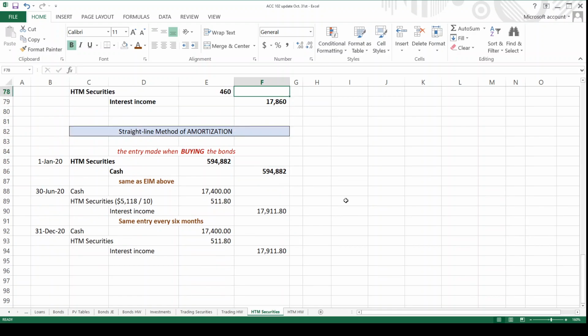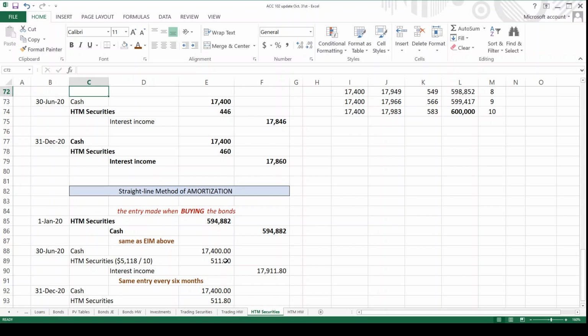That's a smattering of HTM Securities. This could get really gnarly if we bought the bonds in between interest payment dates. Like, say we bought these bonds here on Valentine's Day. We didn't buy them on January 1st. Well, this could get to be a very gnarly calculation.